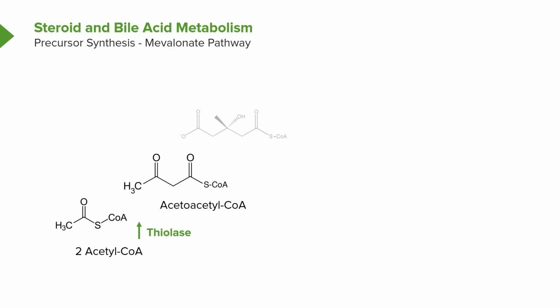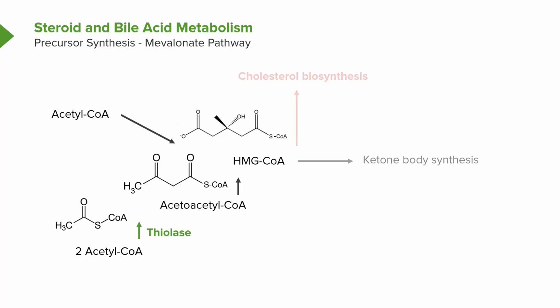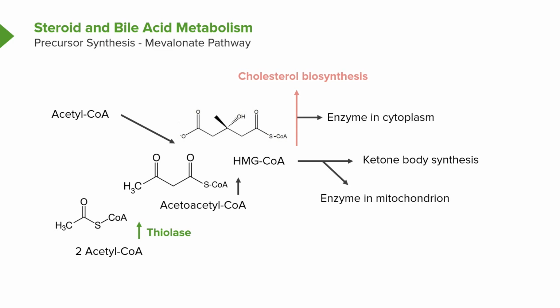acetoacetyl-CoA. In the next step of the reaction, you see that 2 more carbons are added from another acetyl-CoA to make a 6-carbon molecule called HMG-CoA. This molecule, as we will see, is a branch point between the synthesis of the ketone bodies and cholesterol. So we're going to follow, first of all, the ketone body synthesis. Ketone body synthesis occurs in the mitochondrion, whereas the cholesterol biosynthesis at least starts in the cytoplasm.